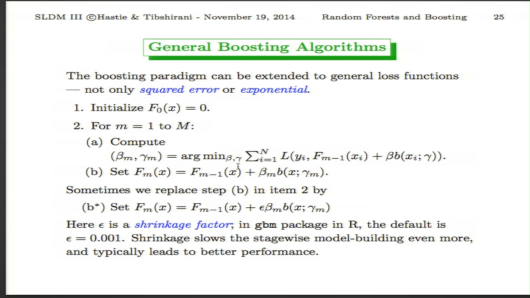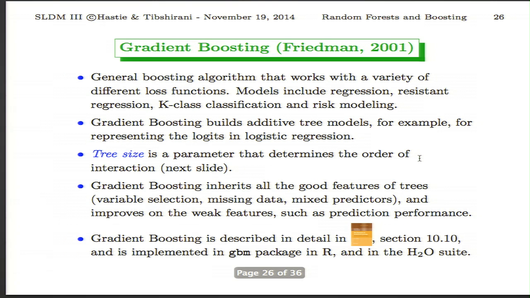So we need to minimize with respect to beta and gamma to find this piece, okay? And then we'd update our function by adding that piece in. Or we might shrink it down before updating the function, okay? So that's stage-wise additive modeling. Each time, these might be fairly simple functions and fairly easy to update. Gradient boosting uses small trees to represent these functions. And that's what happens in GBM.